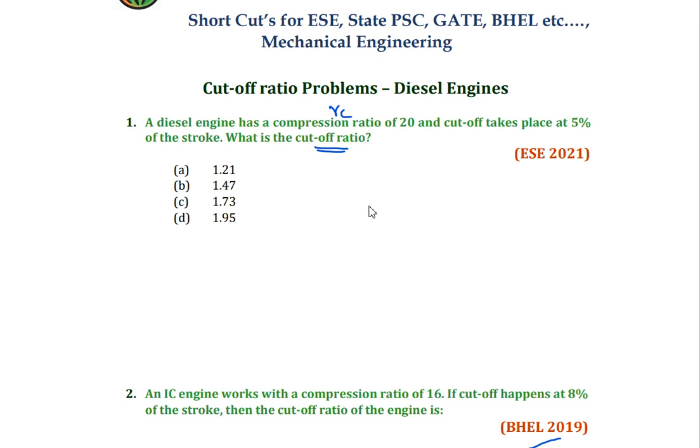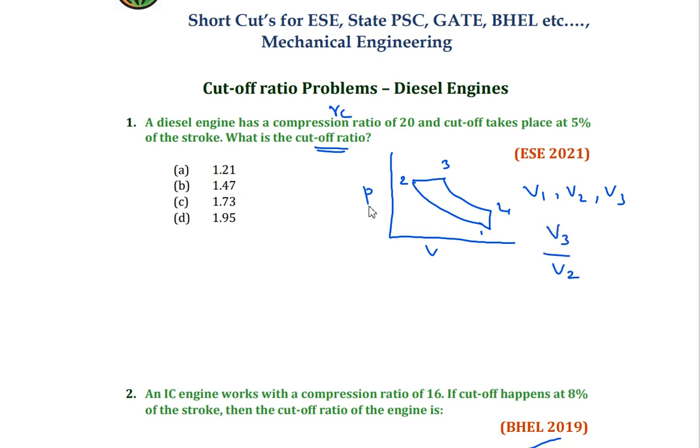First I will explain how we will approach this in a regular way. If you remember the PV diagram for diesel engines, it will be something like this. You'll have heat addition, expansion and then heat rejection. You'll have 1, 2, 3 and 4. This will be pressure and this will be volume. What we generally do is write the relationship between volume at 1, 2 and 3. From this we try to get a relationship for the cutoff ratio. Once you find this value, you will end up with the answer. This is a regular procedure.